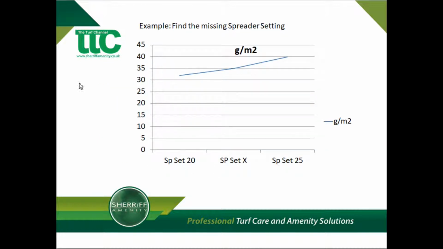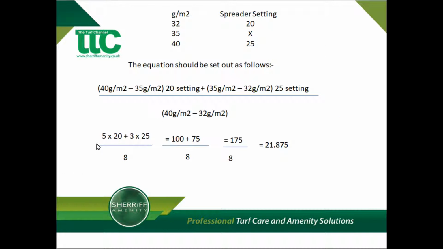If you refer to the chart, at 35 grams, spreader setting X would be 21.875. Whilst the equation may seem quite daunting, as long as you follow the process and keep your equation tidy, you should be able to work out the missing figure without too much difficulty. And there's your answer, 21.875.